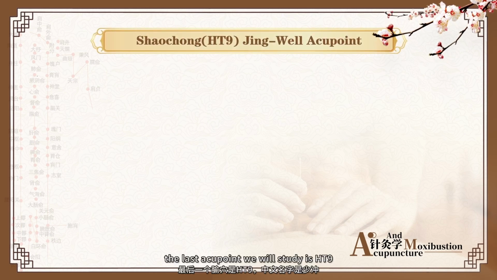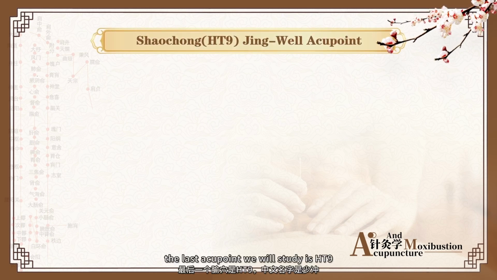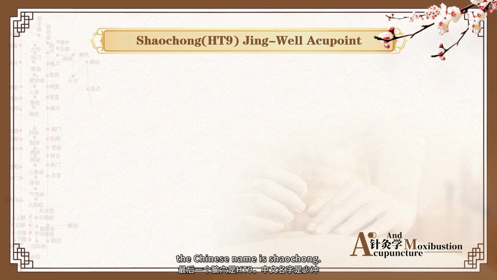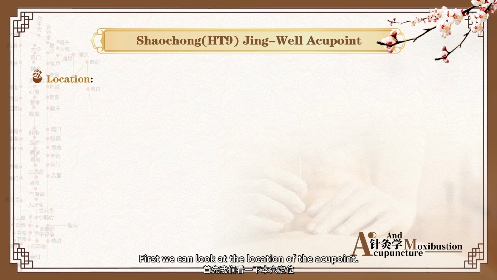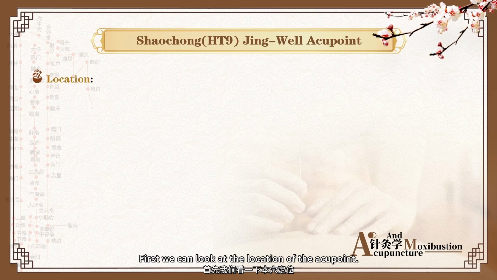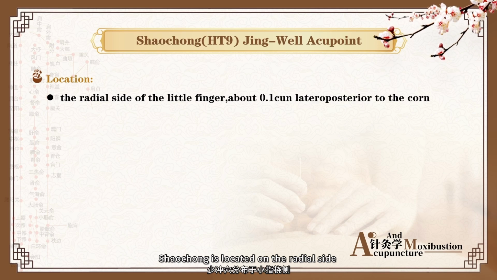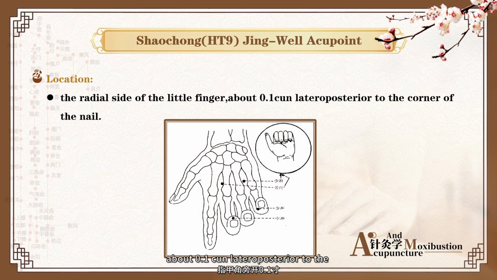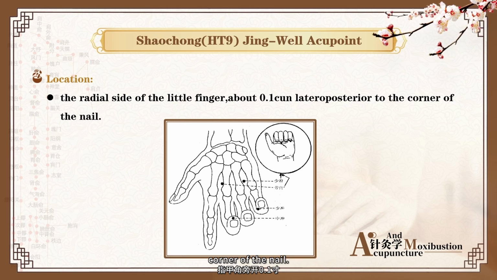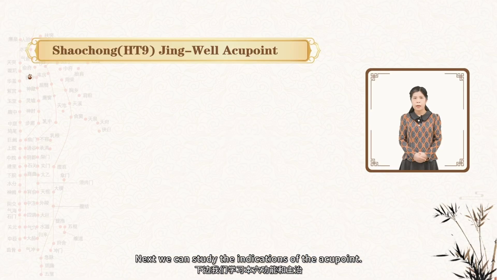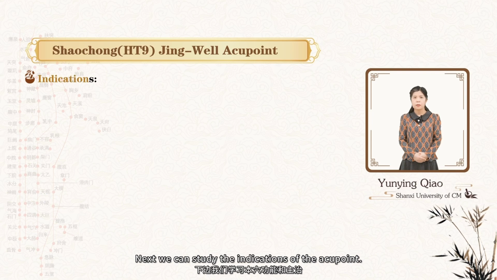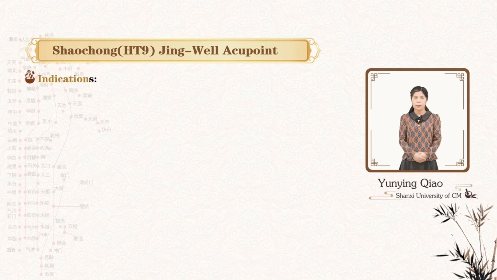The last acupoint we will study is Heart 9. The Chinese name is Shaochong. First, we can look at the location of the acupoint. Shaochong is located on the radial side of the little finger, about 0.1 cun lateral posterior to the corner of the nail. Next, we can study the indications of the acupoint.